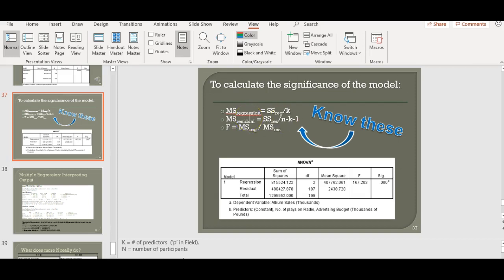The MS residual is the SS residual divided by N minus K minus 1, and that's denoted here. We have the sum of squares is 480,427 something, and then dividing that number by 197, yeah, the total sample size is 200, so N minus K minus 1 is 197, and then when we divide this into this, we get this 2438.